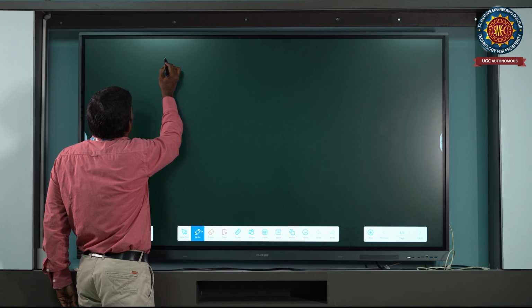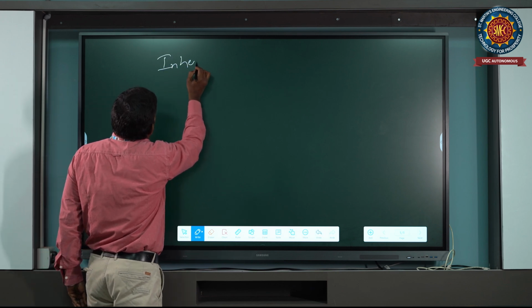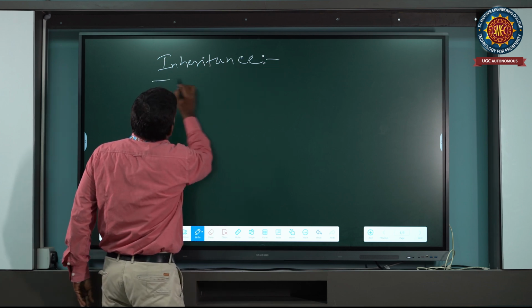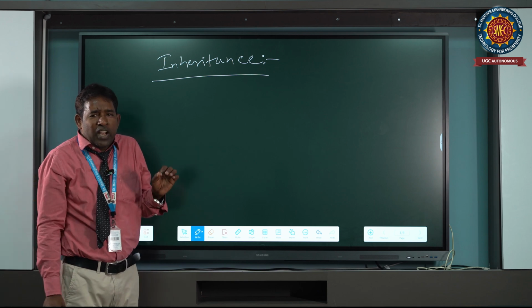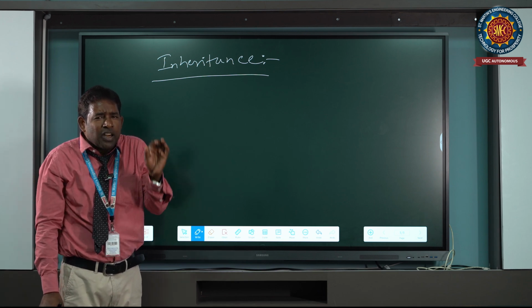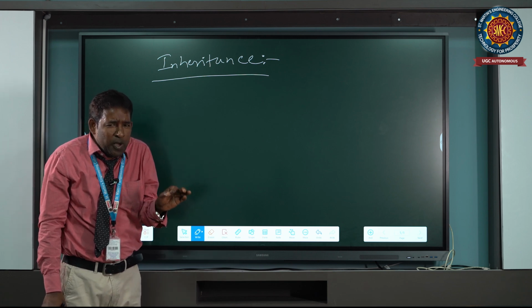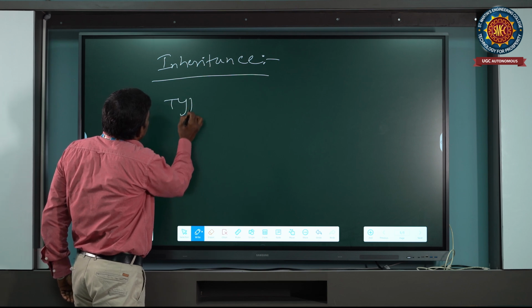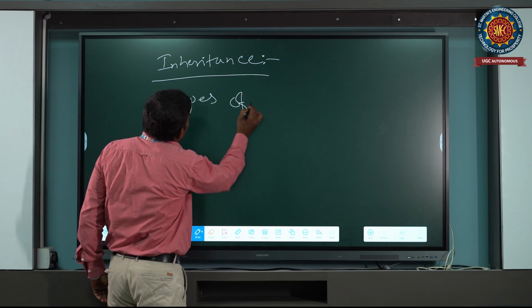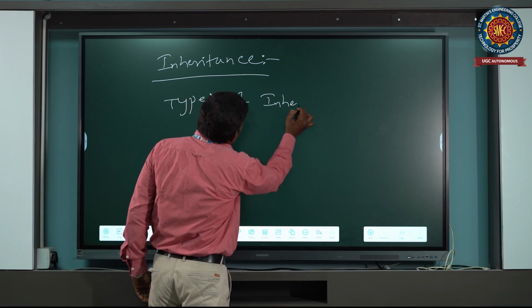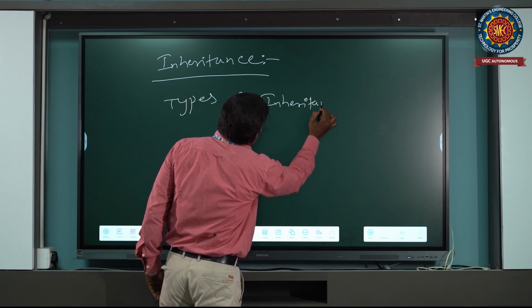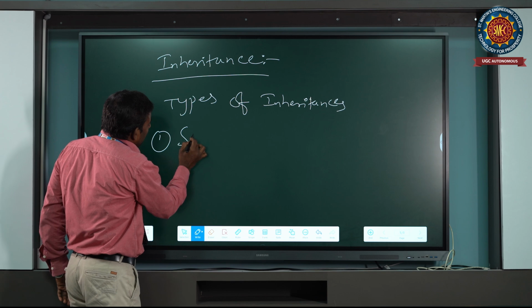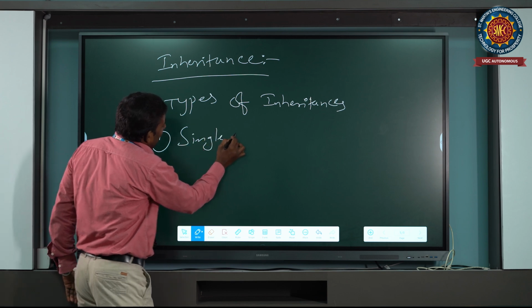Types of inheritance. What is inheritance? We can acquire the properties of the base class into the subclass, and that is called inheritance. What is the main purpose? We can reuse the code. We have 5 types of inheritances. First one is single level.